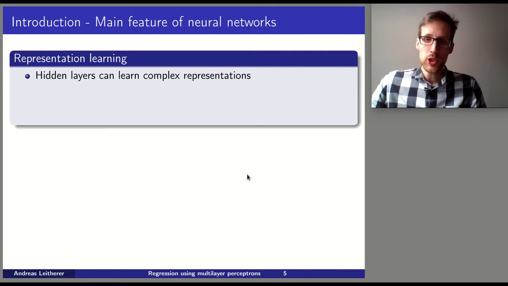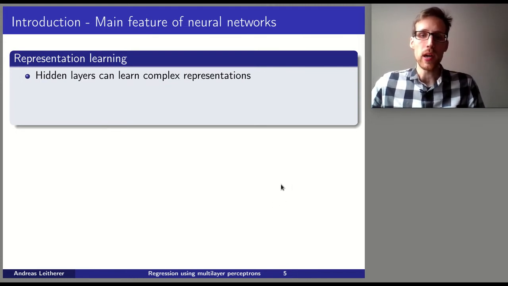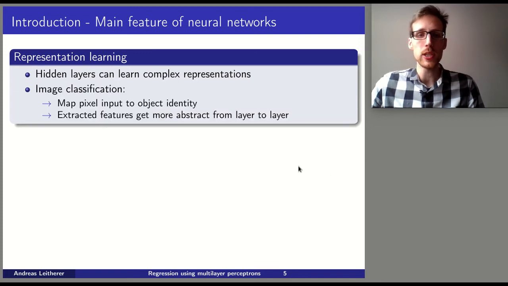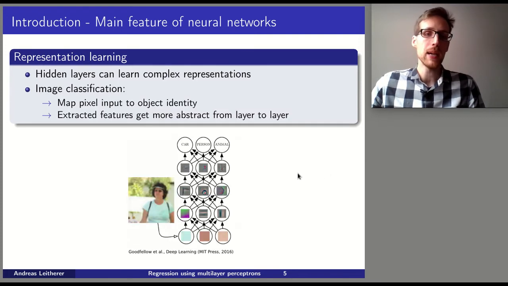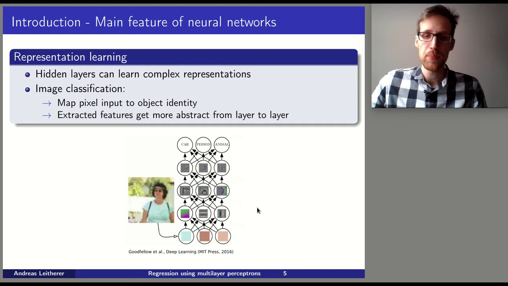Okay, so the main feature of neural networks now is really that they can learn their own representations, possibly complex representations. One example is in particular image classification, where they really have produced state-of-the-art results, where, for example, here a pixel input is mapped to a specific object identity. So is this a person, is this a car, or is it an animal, the specific image? And the features that are extracted get more abstract from layer to layer.